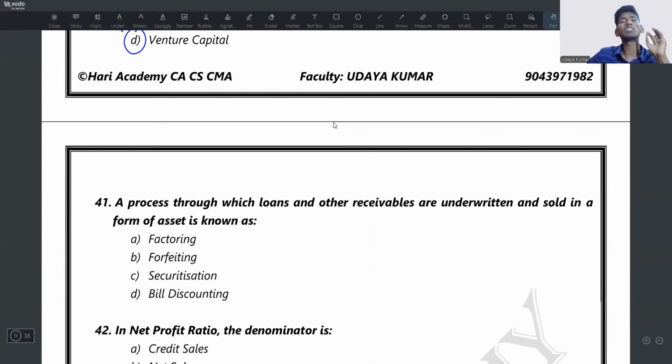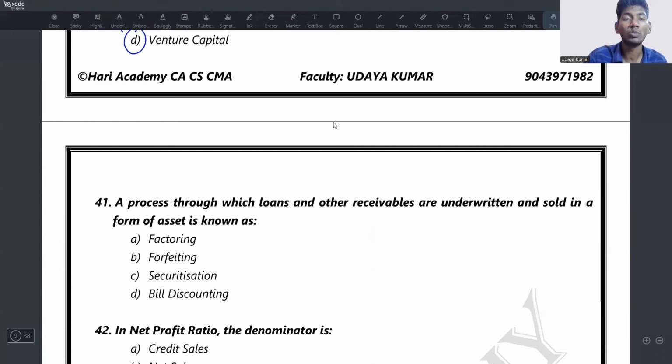This process transforms illiquid assets into liquid securities that can be sold to investors, effectively creating an asset. That is securitization. Whereas bill discounting involves selling bills of exchange at a discount to a bank or financial institution before their maturity date, for the purpose of obtaining immediate funds. So here option C is securitization.